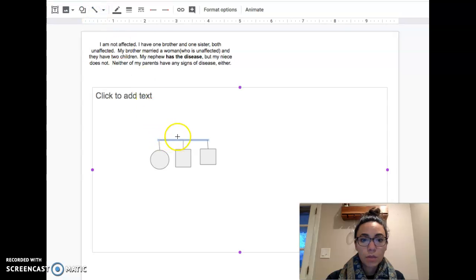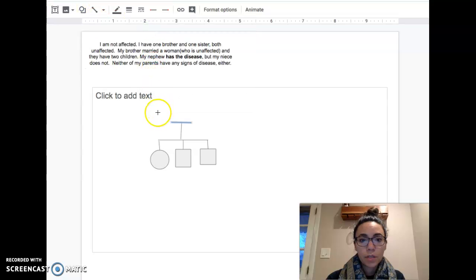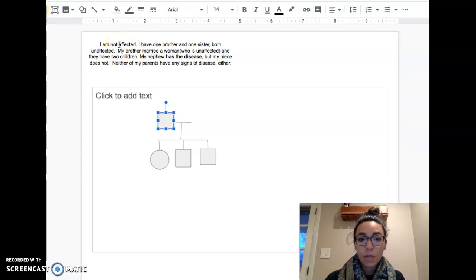And then when you do their parents, you would make another line coming up, and the parents on either side. You kind of get the gist, right? Another square for dad, another circle for mom. Okay? If you have more questions on this, I'm happy to go over it either individually or during our Zoom meeting.